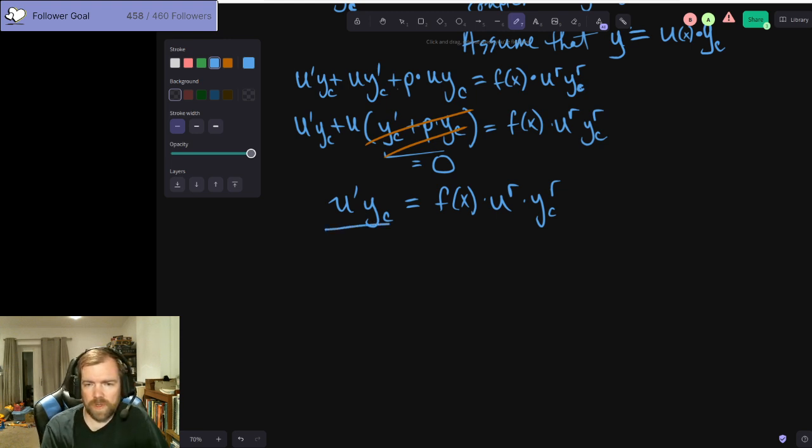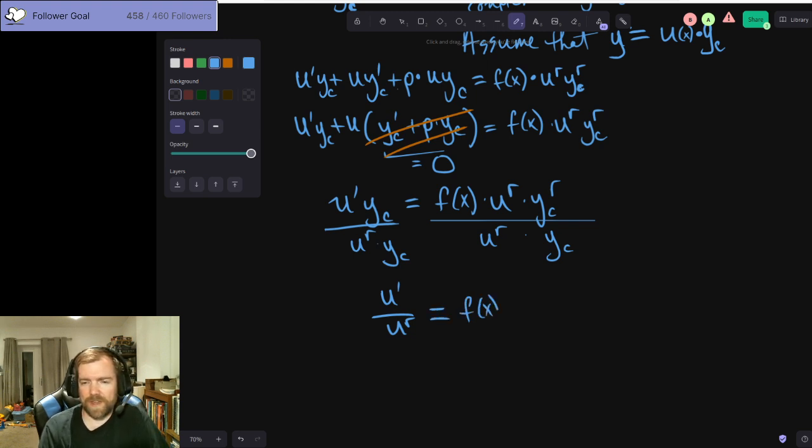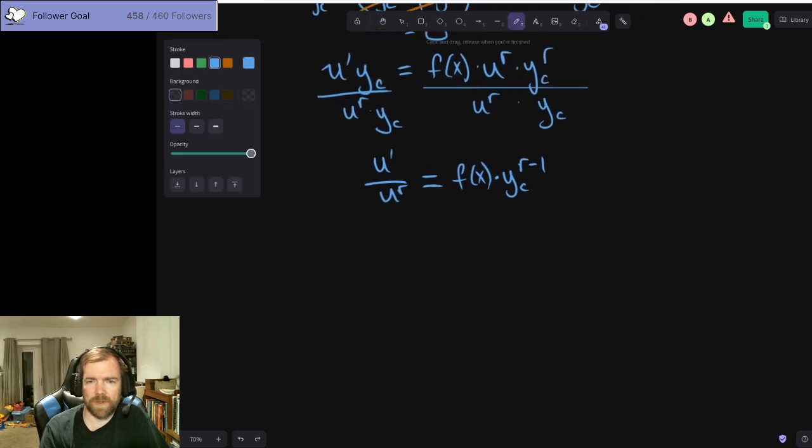Move u to the r and move y sub c. This gets us u prime over u to the r is equal to f of x times y sub c to the r minus 1. Not entirely solvable, but that's fine. It looks better than it did before.